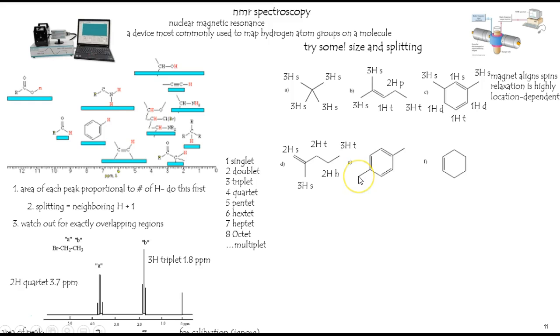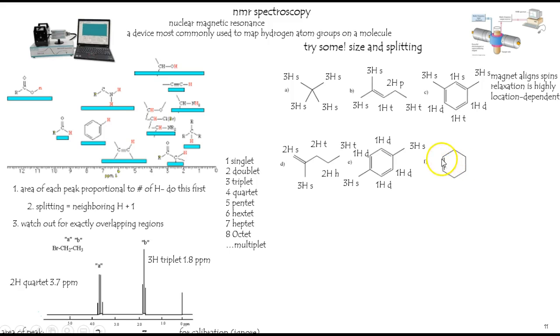Over here, 3H singlet, I think I go clockwise, 1H doublet, 1H doublet, 3H singlet, 1H doublet, 1H doublet. You should be noticing some symmetry. I'm going to comment on that in a second.